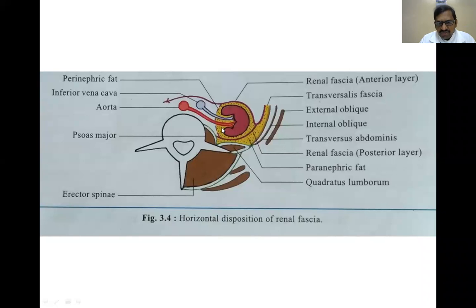All these fatty layers are in liquid form at body temperature. Because of this, they act like shock absorbers. They protect the kidney from external injuries. That is the most important function of the fat surrounding the kidney. That is very, very important.